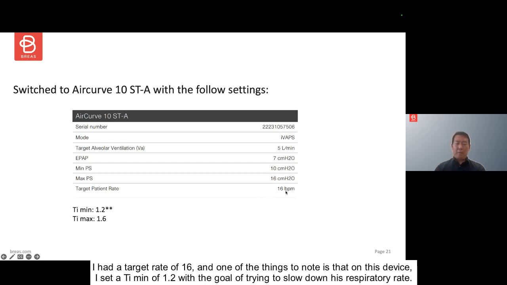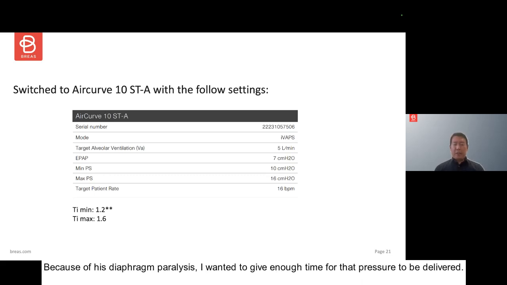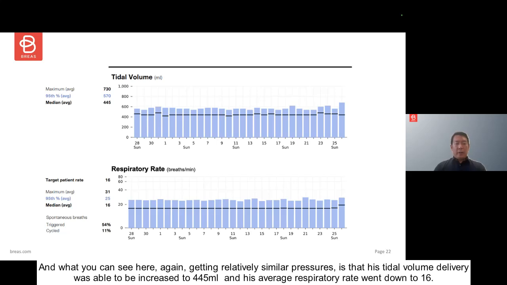I had a target rate of 16. And one of the things to note is that on this device, I set a TI min of 1.2 with the goal of trying to slow down his respiratory rate because of his diaphragm paralysis. I wanted to give enough time for that pressure to be delivered. And what you can see here, again, getting relatively similar pressures, is that his tidal volume delivery was able to be increased to 445, and his average respiratory rate went down to 16.